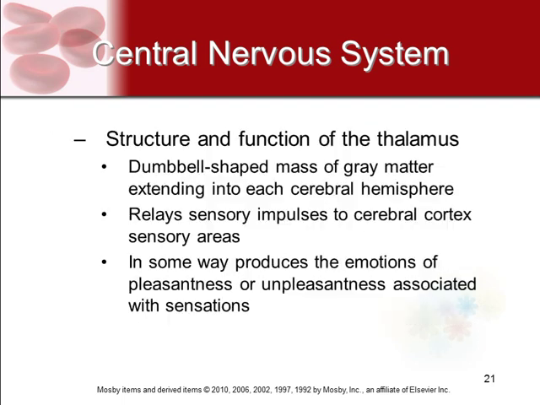So then your thalamus is a dumbbell-shaped mass of gray matter which extends into each cerebral hemisphere. And its main function is that it's going to relay sensory impulses to your cerebral cortex and those sensory areas. So in some way, it produces the emotions of pleasant or unpleasant that are associated with things. So your thalamus kind of tells you, I like this, it's pleasurable. I don't like this, it's not pleasurable.